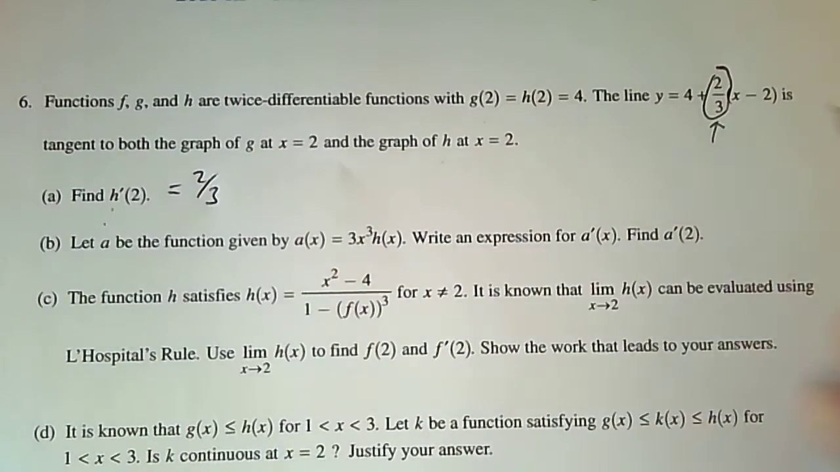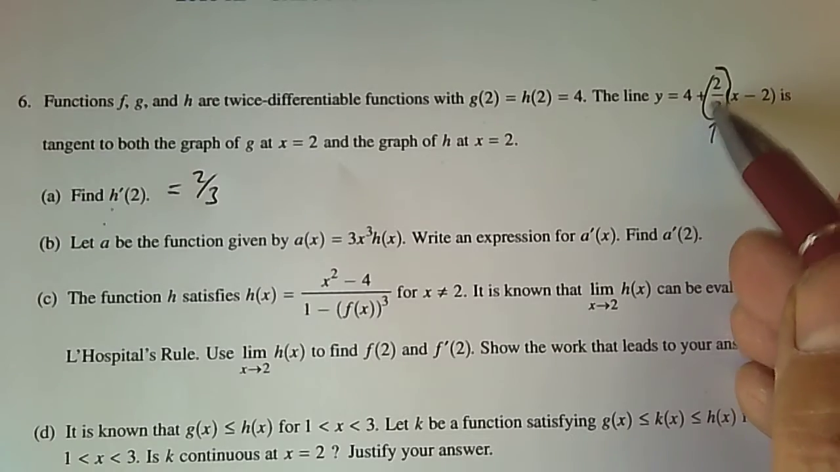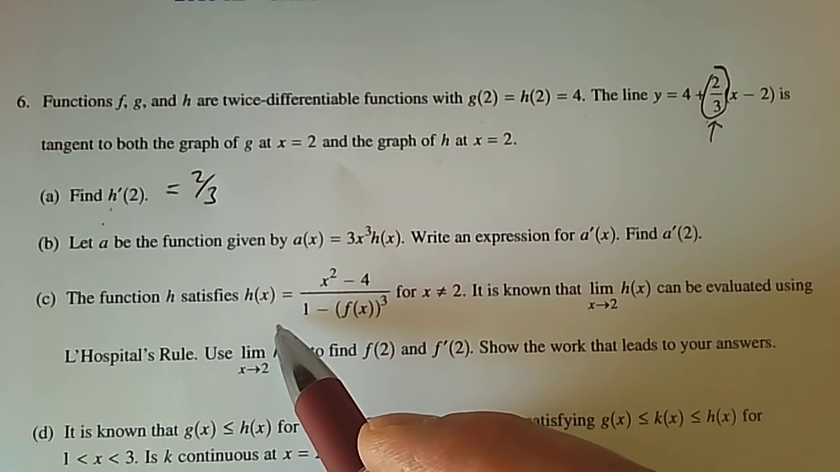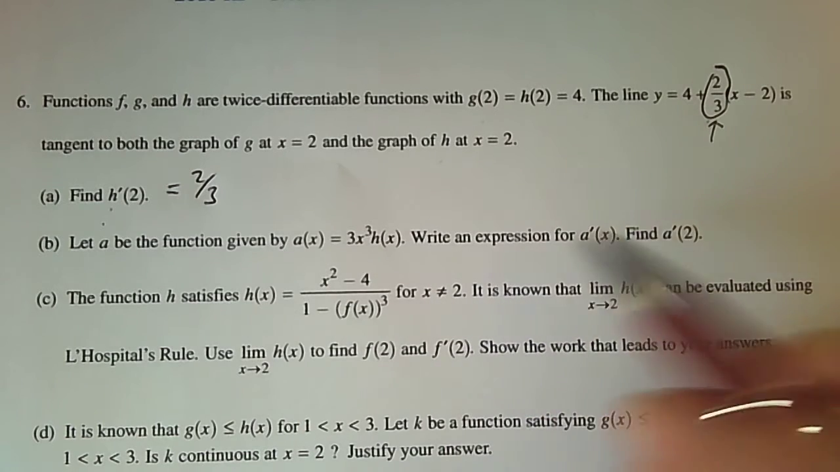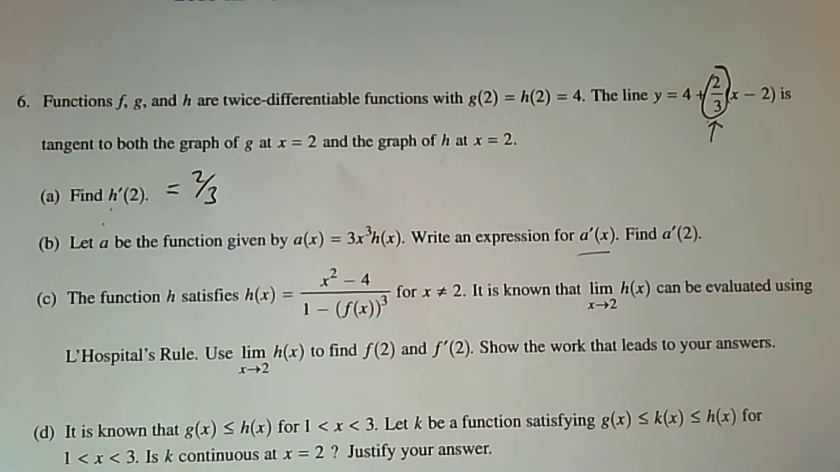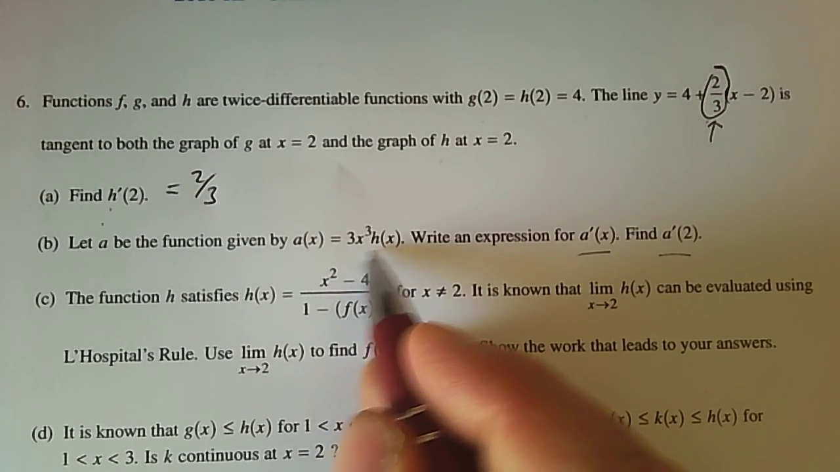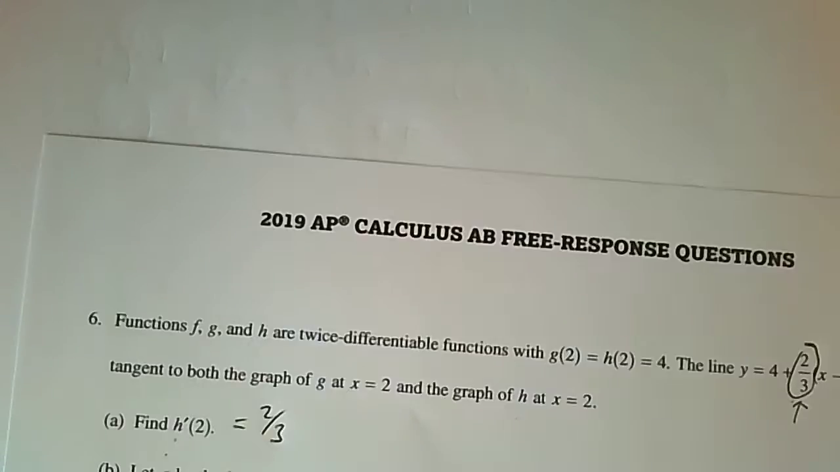What's the derivative of h? Well, that's the tangent line. What's the slope of that tangent line? What does m equal in that equation? 2/3, and it's over. Let a be the function given by that. Write an expression for the derivative of a and then find it at 2. So do you understand the power and product rule here to help you out? So I'm going to do that over here. So just say at 6a is 2/3, was super simple, hopefully.